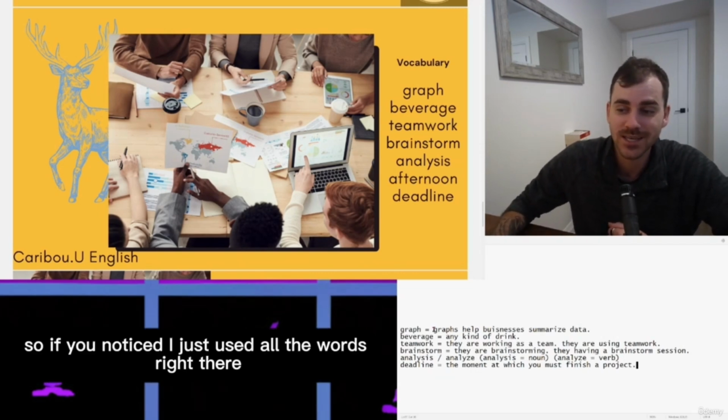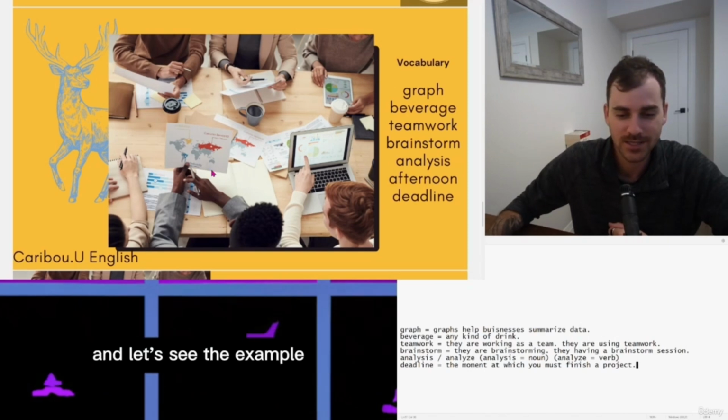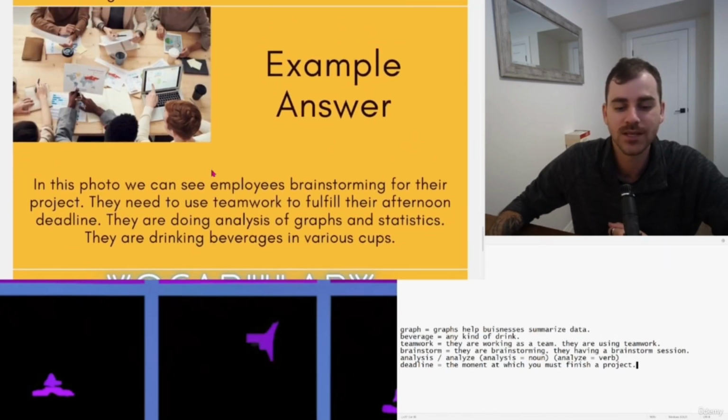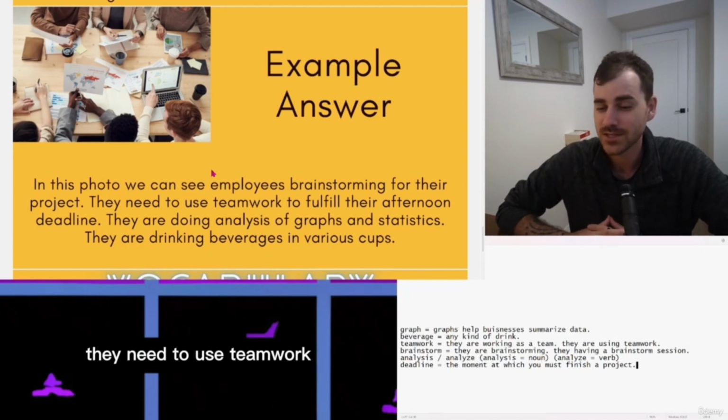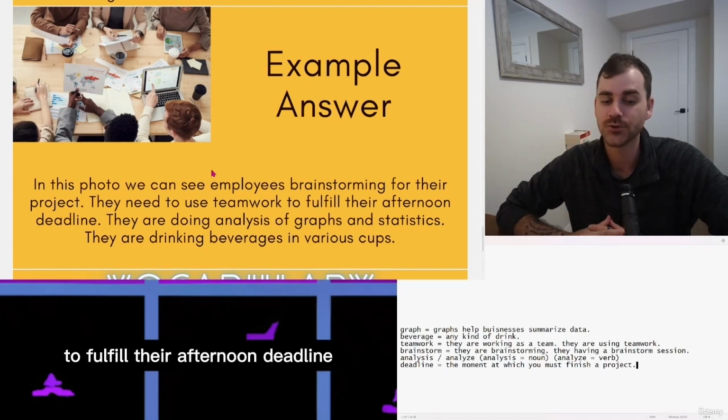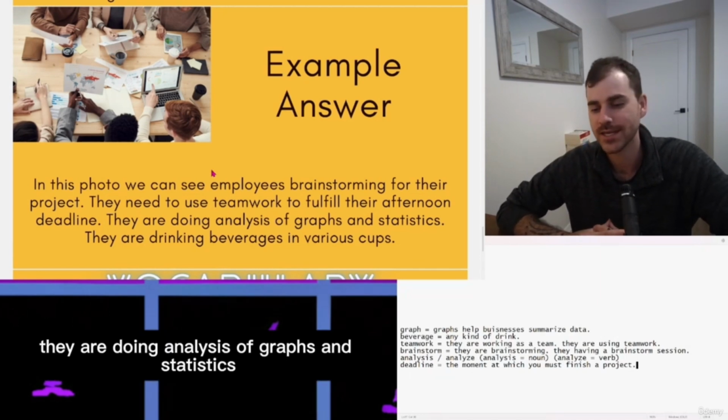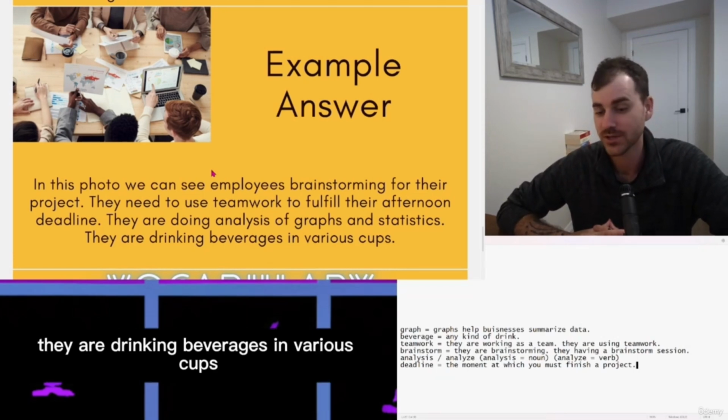So if you noticed, I just used all the words right there. And let's see the example. In this photo, we can see employees brainstorming for their project. They need to use teamwork to fulfill their afternoon deadline. They're doing analysis of graphs and statistics. They are drinking beverages in various cups.